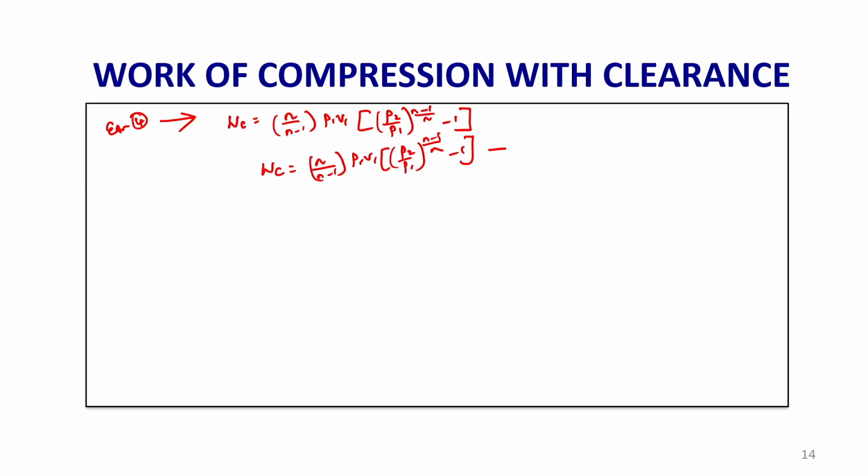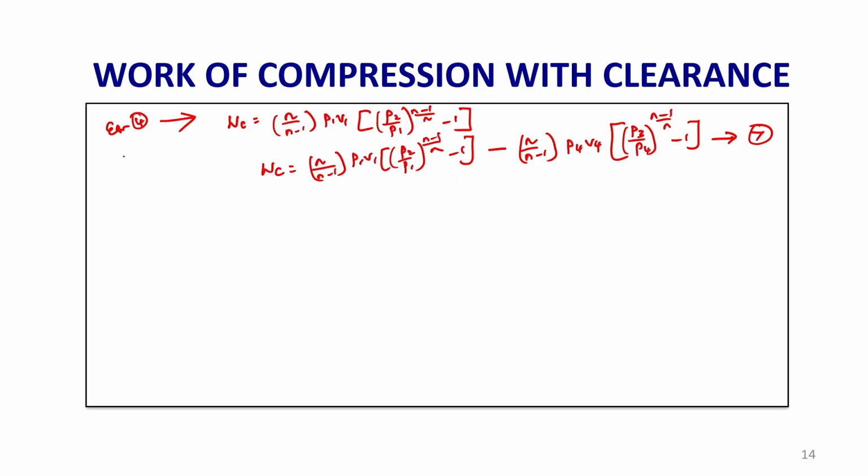So, I will write n by n minus 1 P4 V4 into, instead of P2 by P1, P3 by P4 whole power n minus 1 by n minus 1. So, this is equation number 7. The first portion of equation number 7 is nothing but equation number 4. This is what I have written, equation number 4.